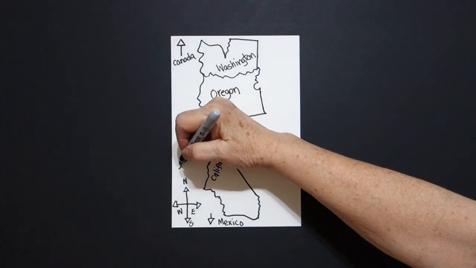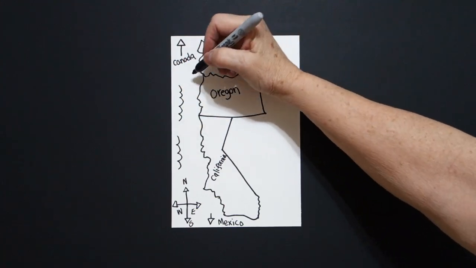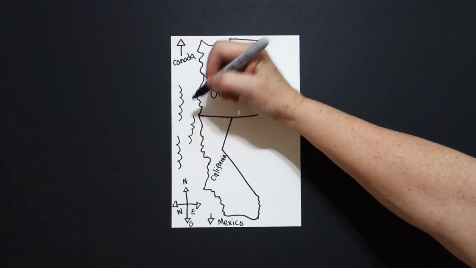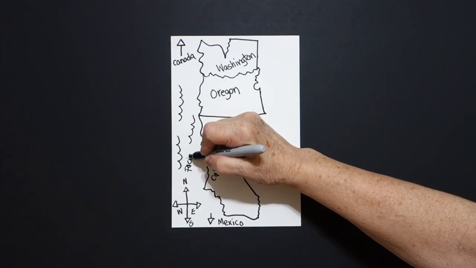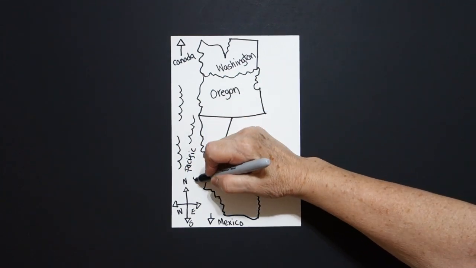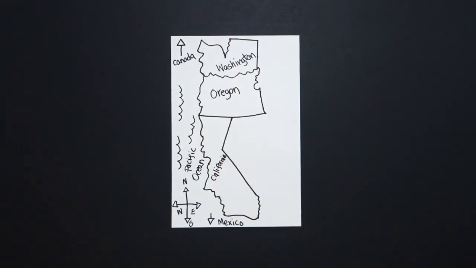Now, this is the coast, so we're going to do some curved lines on the sides, because this is the Pacific Ocean. This is our coastline on the west side of our country.